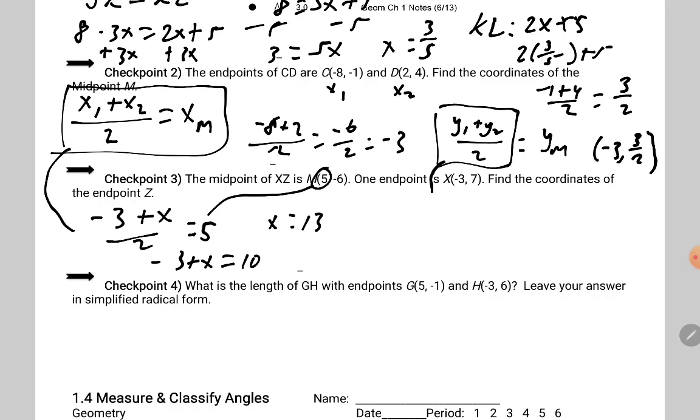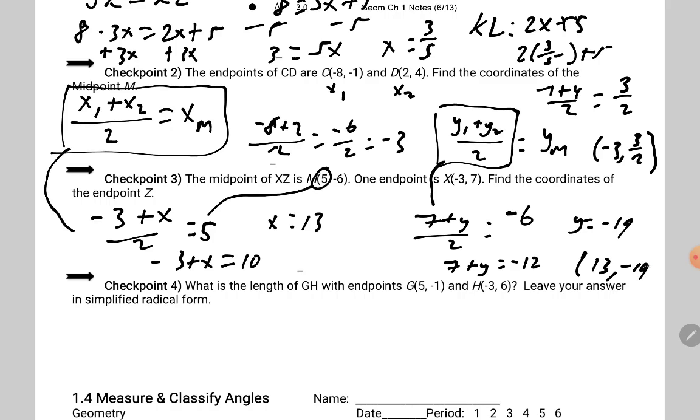And then same thing here for my y's this time. So 7 plus y divided by 2 is -6. Multiply both sides by 2, and I'll get 7 plus y equals -12. Subtract 7 from both sides, and I'll get y equals -19. So my answer is 13, -19.